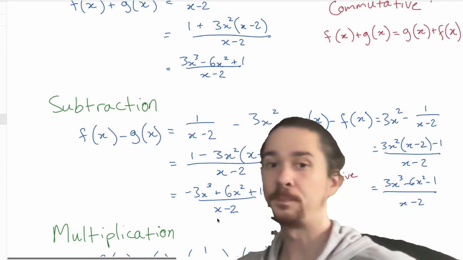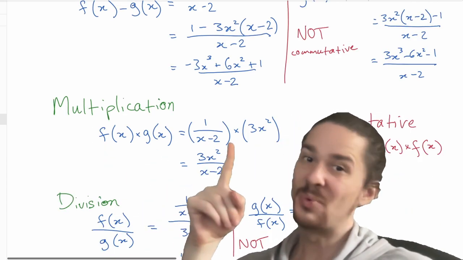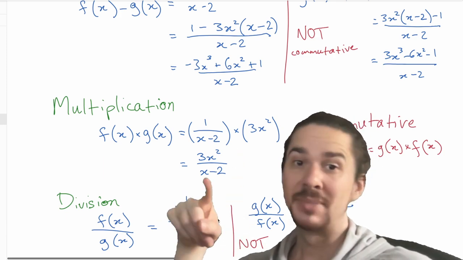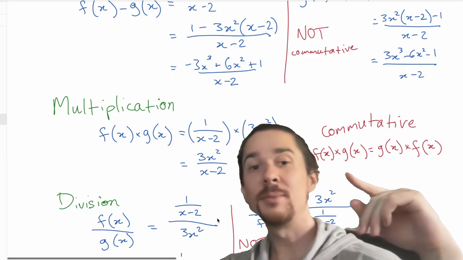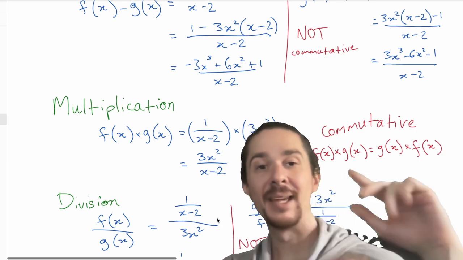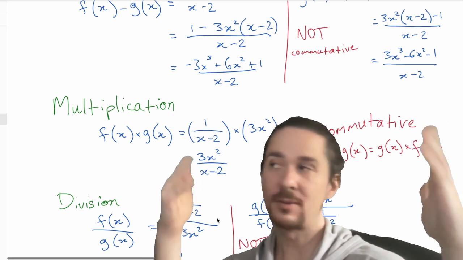Multiplication, f of x times g of x. Well, we just take f of x and we multiply it by g of x. Simple. Multiplication is commutative. F of x times g of x is the same as g of x times f of x. Simple. 2 times 3 equals 3 times 2.